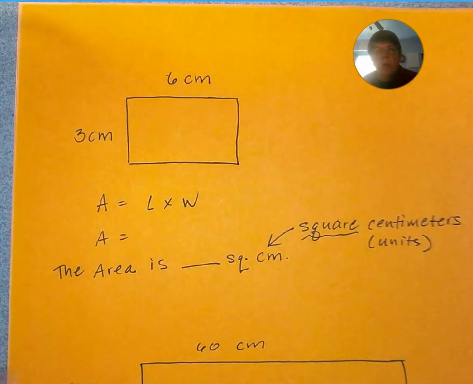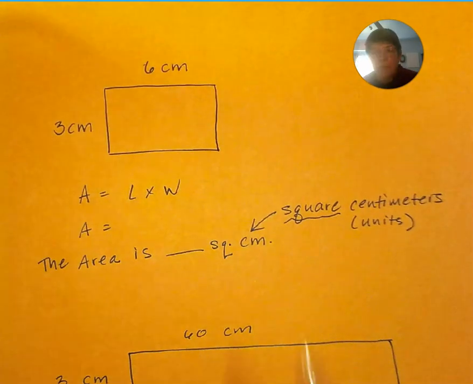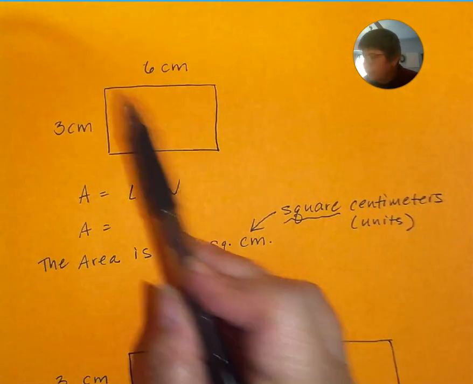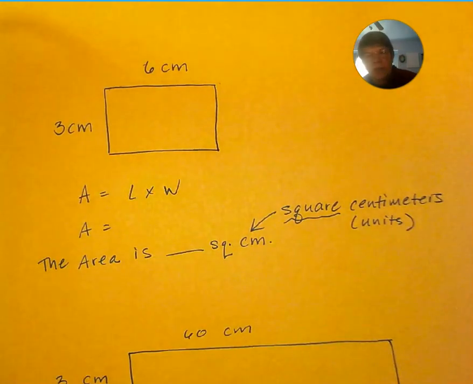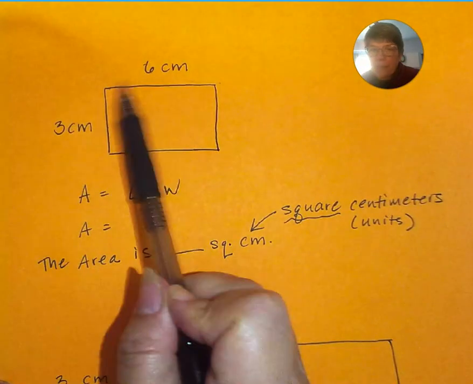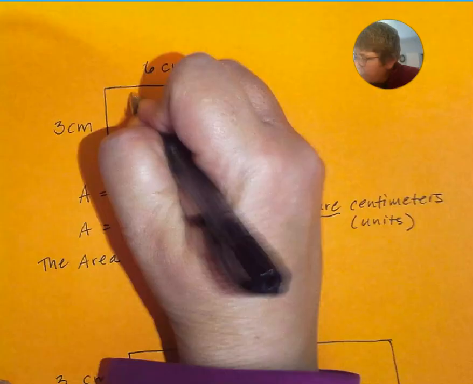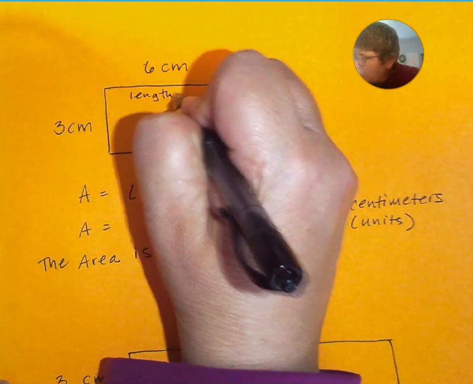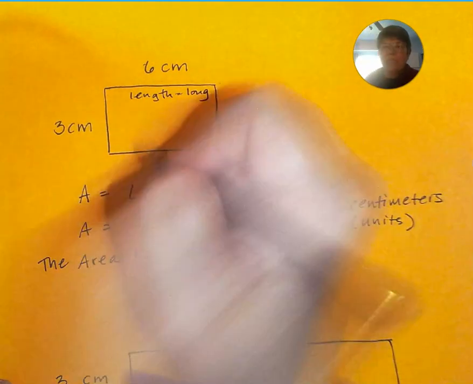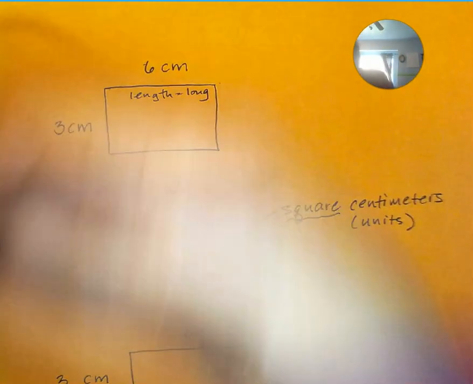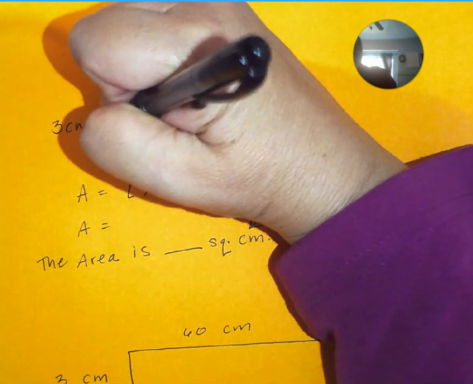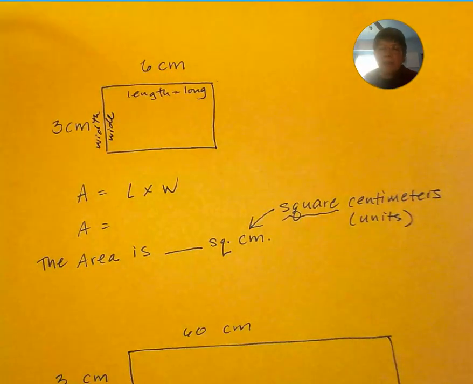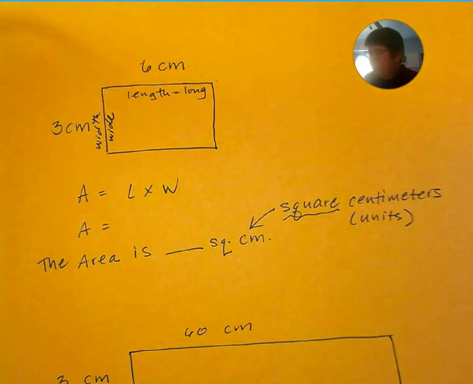So, this rectangle is 6 centimeters long and 3 centimeters wide. Okay, and sometimes we get caught up on which is the length and which is the width. Well, length means long, right? Length means the long side, and width means the wide side, right? Width, wide.